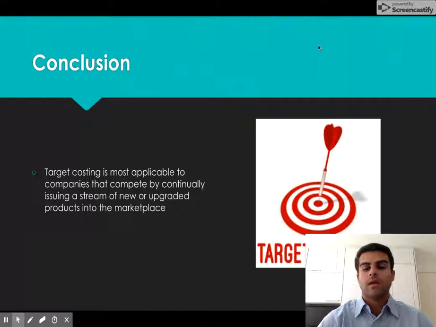In conclusion, target costing is an excellent tool for planning a suite of products that have high levels of profitability.